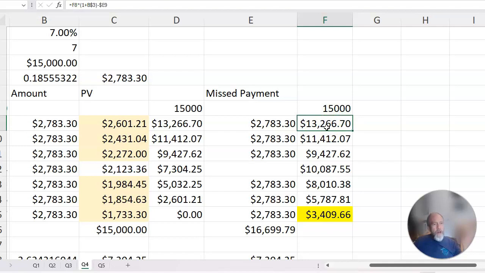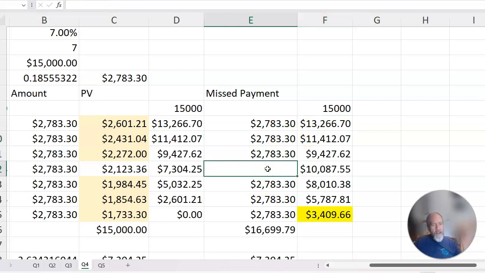Well, you're going to take the previous value times the interest on that value, which is 1 plus i, minus what he paid. And you get this number. And then you just repeat it. Now in this next one, the interest is going to be on the previous one minus what he paid.